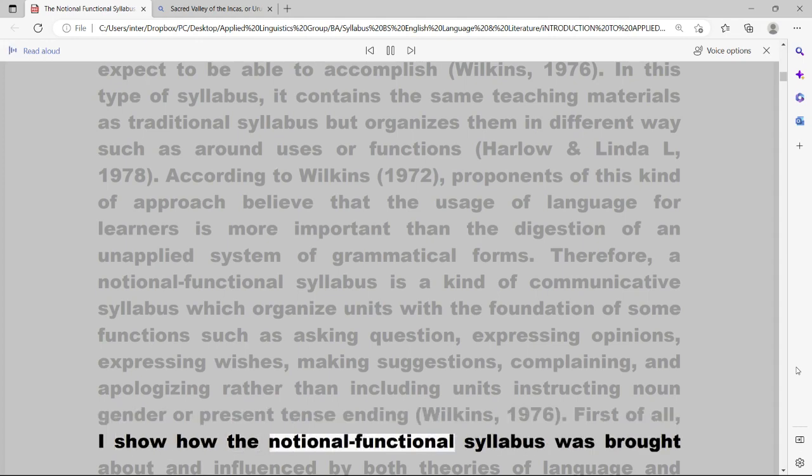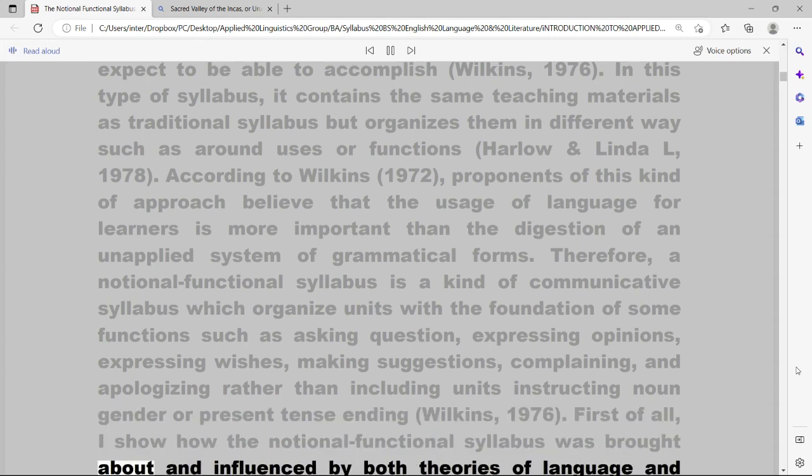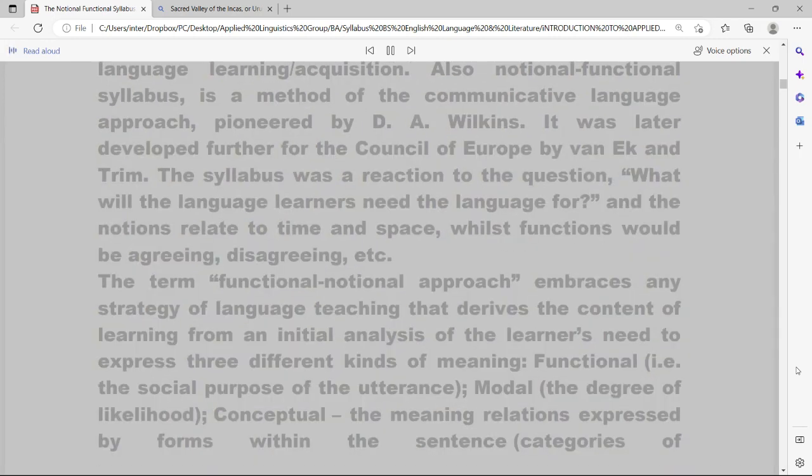First of all, I show how the notional functional syllabus was brought about and influenced by both theories of language and language learning/acquisition. Also, notional functional syllabus is a method of the communicative language approach, pioneered by D. Wilkins. It was later developed further for the Council of Europe by Van Ek and Trim. The syllabus was a reaction to the question, what will the language learners need the language for? The notions relate to time and space, whilst functions would be agreeing, disagreeing, etc.